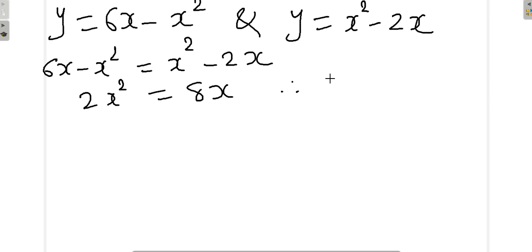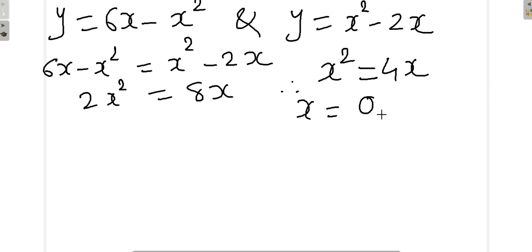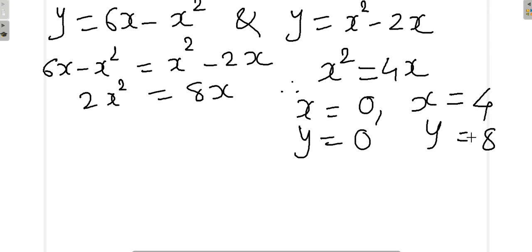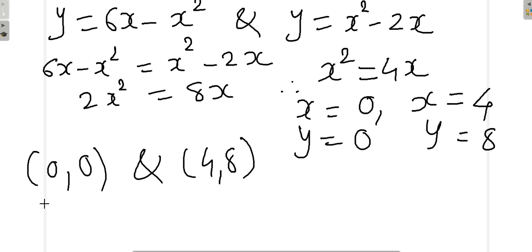2x square equal to 8x. That is x equal to 0 or x equal to 4. So if you put x equal to 0 and x equal to 4 in one of the equations, you get the y coordinate. Put x equal to 0 here, and if you put x equal to 4 here, you get 16 minus 8. You can put x equal to 4 here also. You will still get 24 minus 16, that is still 8. So the points of intersection are 0, 0 and 4, 8. Keep this in mind. These are the points of intersection.